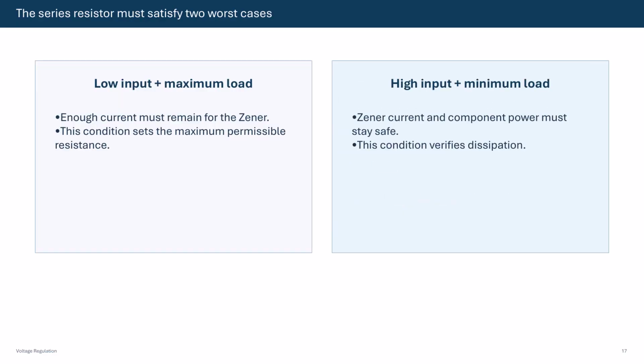Design must satisfy two opposing worst cases. At minimum input and maximum load, the resistor must be small enough to leave the required minimum Zener current. At maximum input and minimum load, the resistor must limit Zener current and component power. A design based only on nominal input can fail at either extreme.